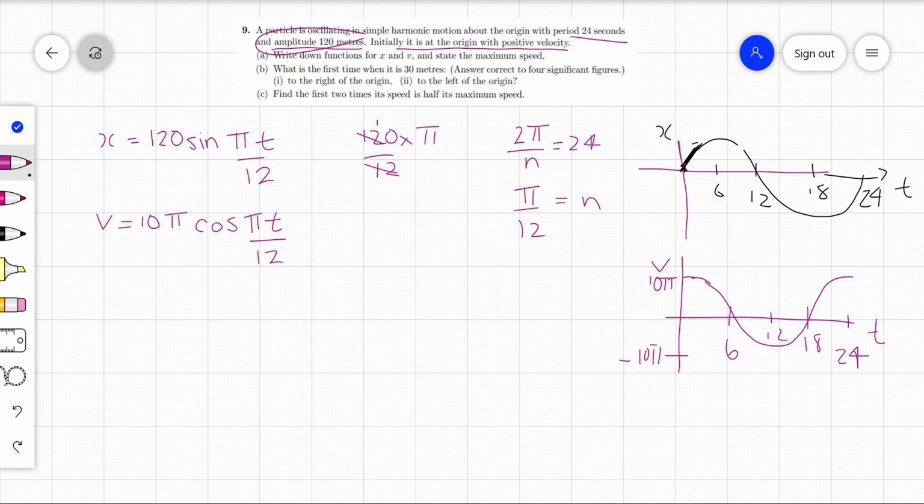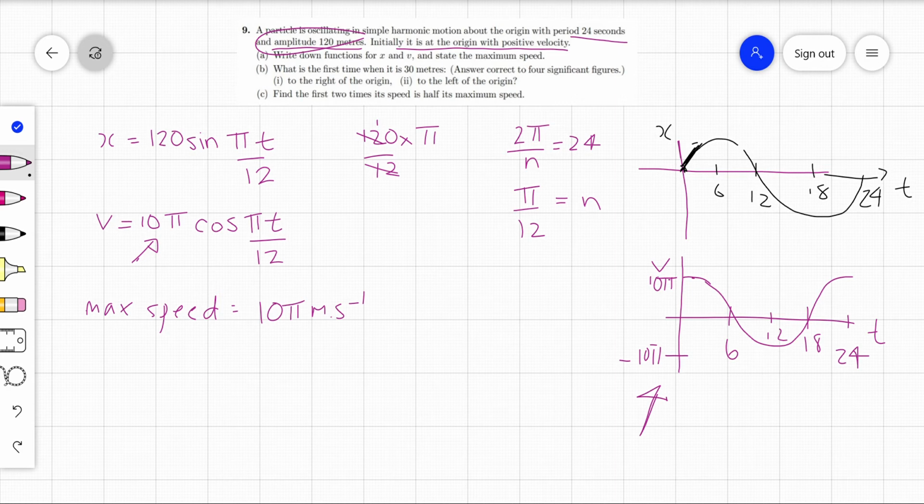So the next part of that question says, state the maximum speed, not velocity, so speed, so we don't worry about direction. And you can see it would just come from either your graph, which is the amplitude, or from your function here. So we know that the max speed is 10 pi, and we're in meters per second.